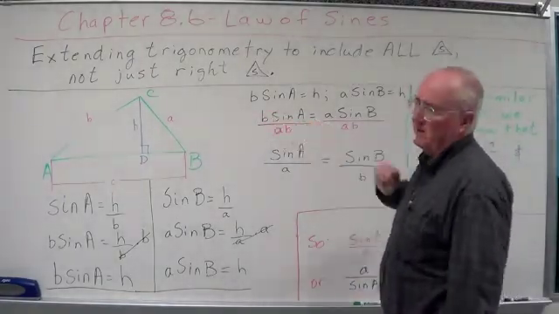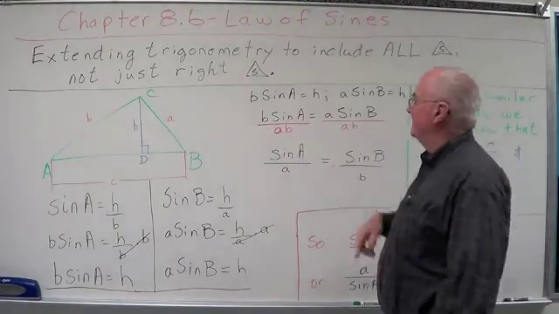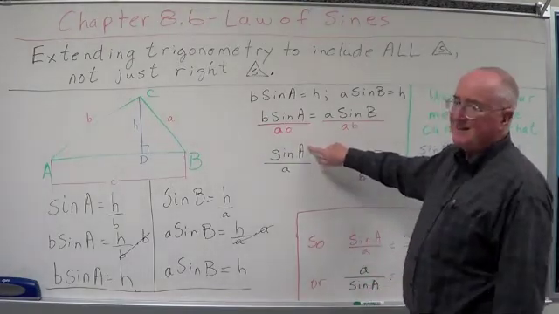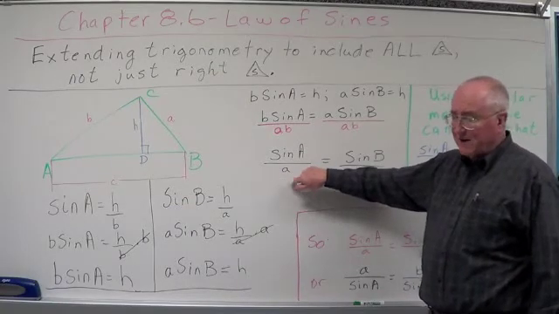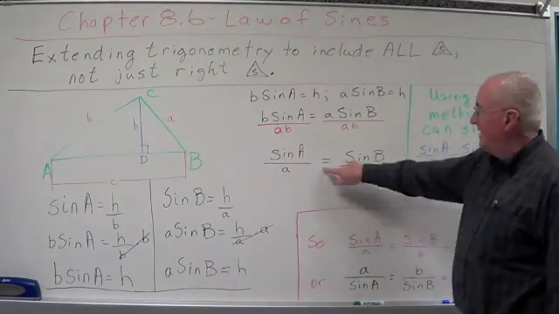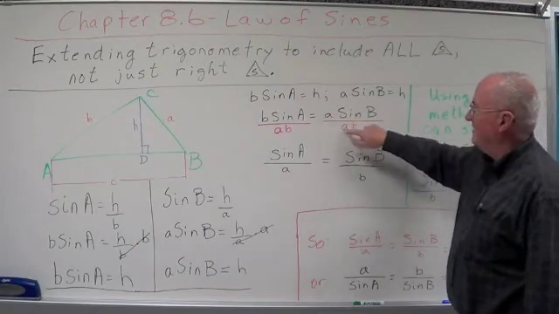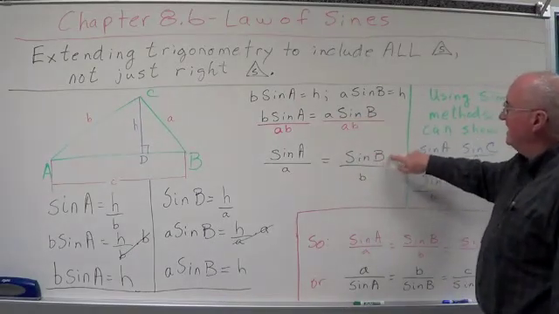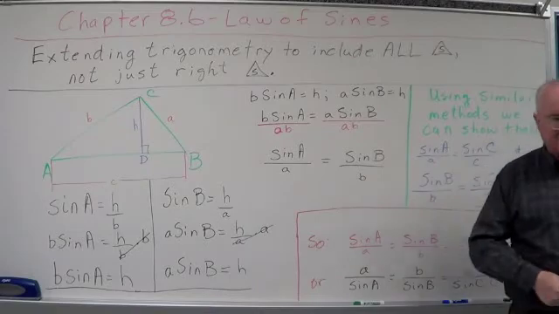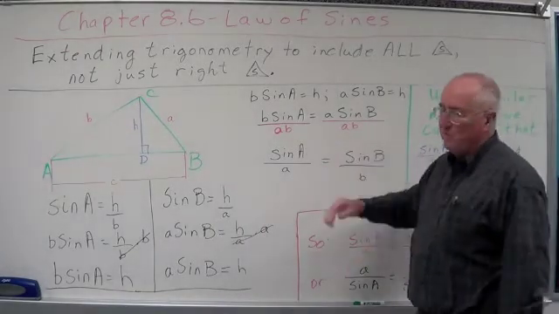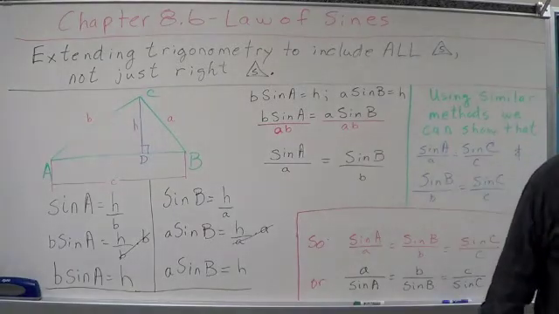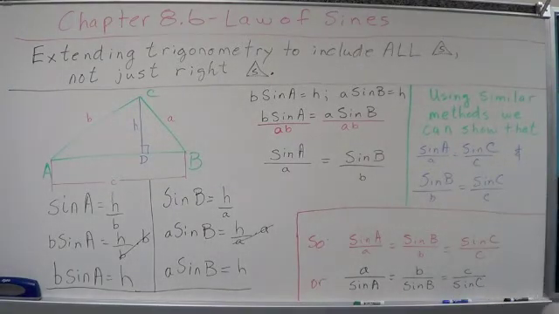Now, what happens over here? The B's disappear, and we're left with the sine of A divided by the measure of segment A, equals, and what happens over here? The A's drop out, and we're left with sine of B divided by segment B. Okay? So we end up with a proportion. Our two ratios set equal to each other create the cross products, and if we know three of those, we can find the others.